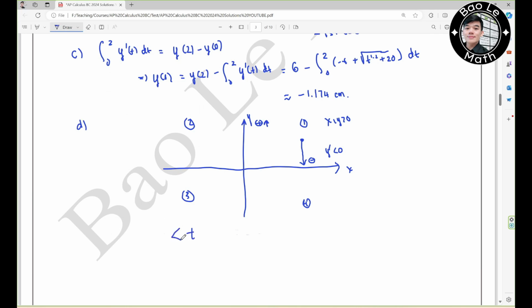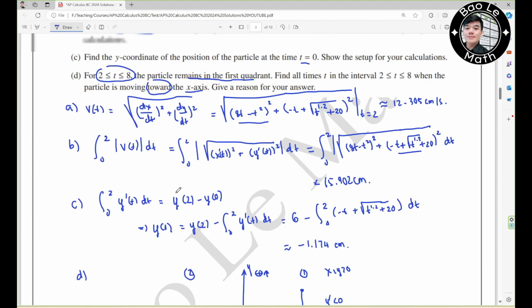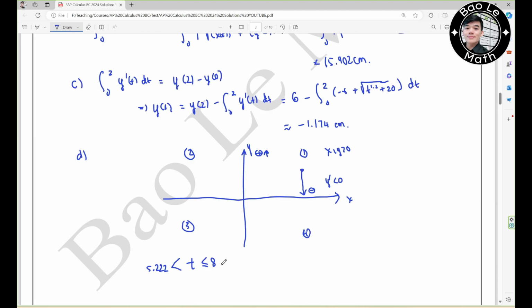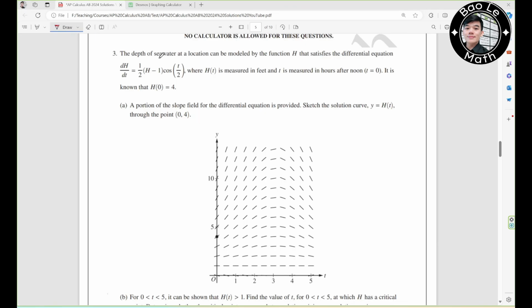So t must be between 5.222 and 8. Now look at this one right here. We have t from 2 to 8 and we have an equal sign right here, so we need to include 8. Or you can write this as interval notation, which is t belongs to parenthesis 5.222 and 8, right here you put a bracket. Let's move on to question number 3.